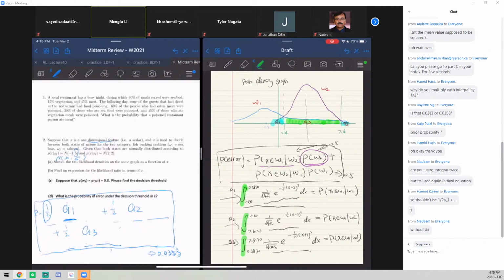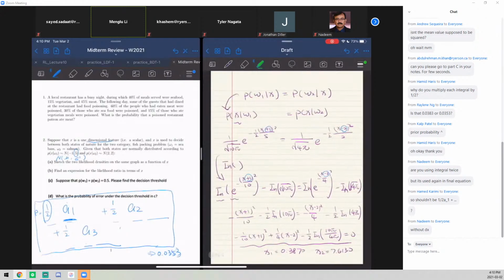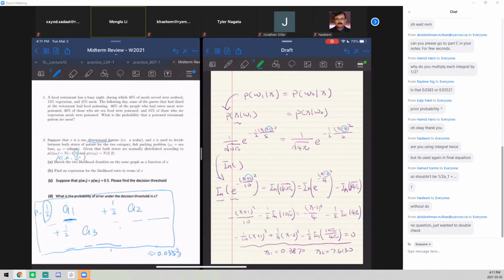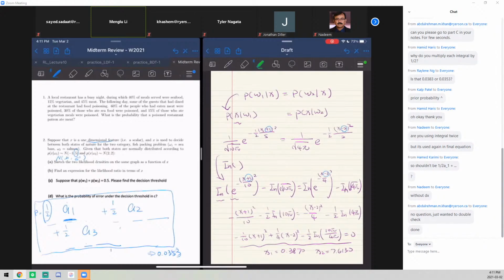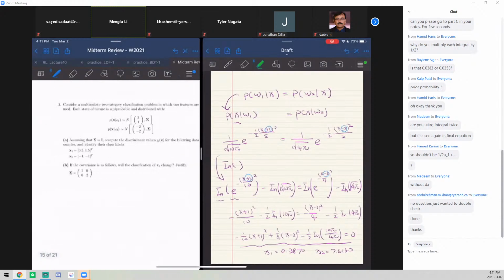And one of the students said, can I go back to part C? So what's the question about part C here? Okay, sure. So part C just makes two, okay, good. Okay, let's go to the next part.